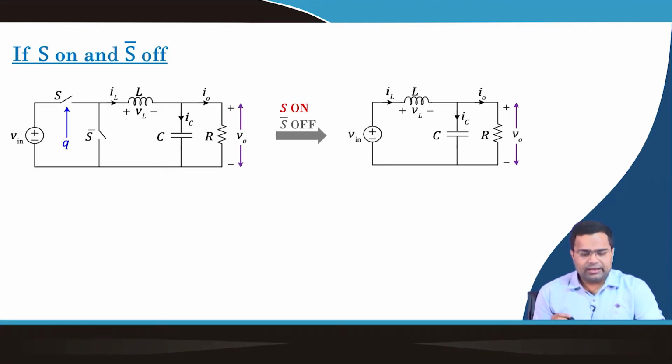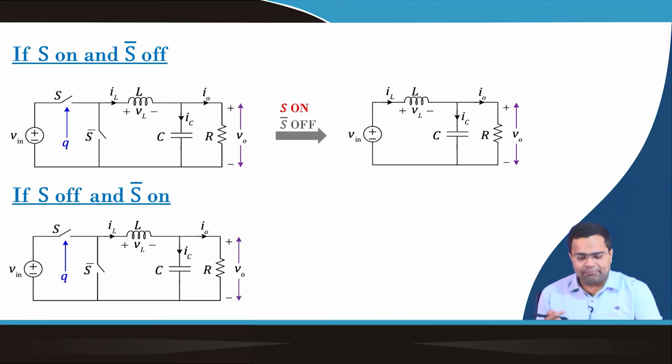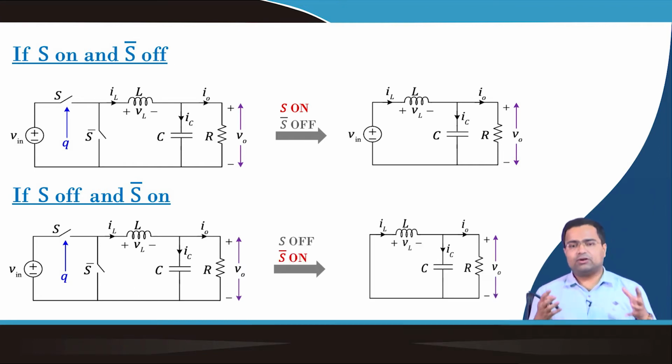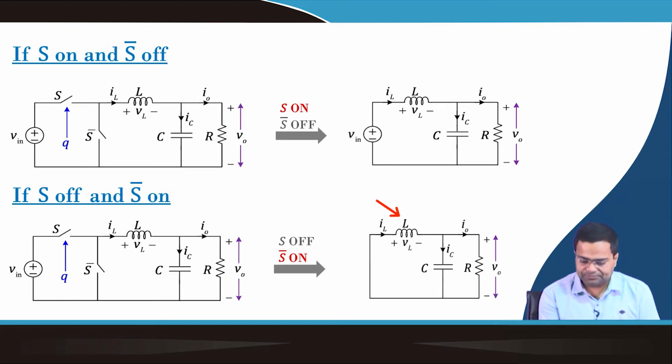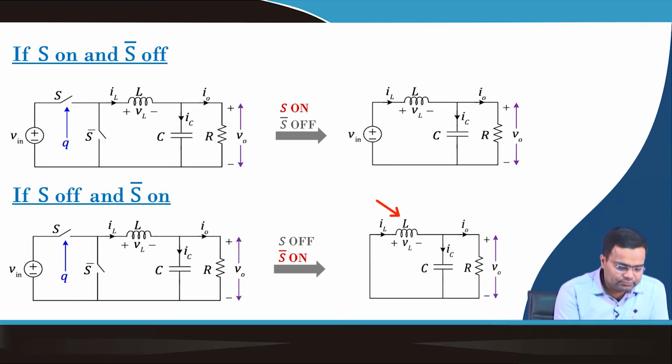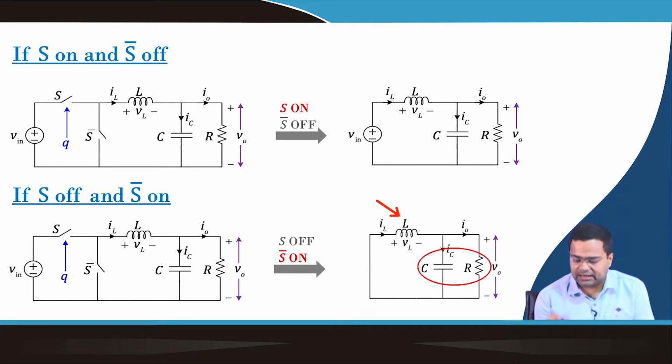So, if we turn on the switch Q, then the circuit looks like this. That means you have a parallel RLC circuit that we have discussed, in which you have a DC input voltage, and you have inductor, capacitor and load resistance. When the switch is off, that means the complementary switch S bar is on, then the overall circuit looks like this. This is the inductor, the output capacitor and the load resistance.